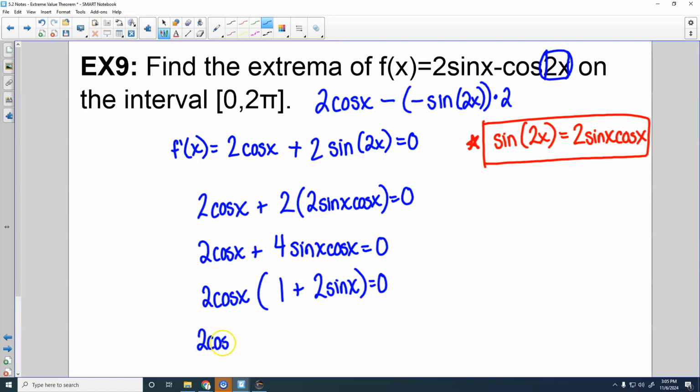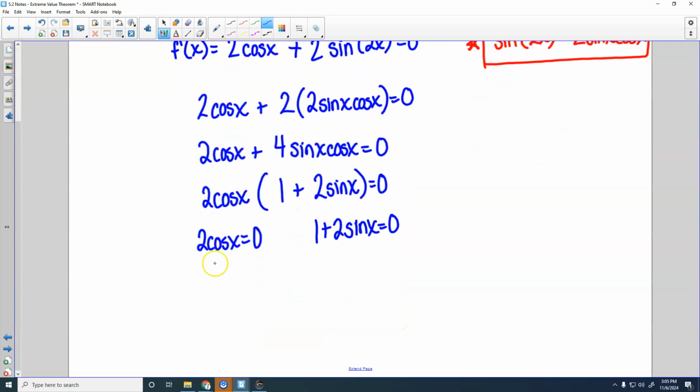So we got 2 cosine x equals 0 and 1 plus 2 sine x equals 0. And so I'll just divide by 2 here. Cosine x equals 0. Where does cosine of x equal 0? Pi over 2 and 3 pi over 2. And yeah, they got us looking from 0 to 2 pi, so we got to do that. And then here we'll get 2 sine x equals -1, and we'll divide by that 2. So we're looking for where sine of x equals -1/2.